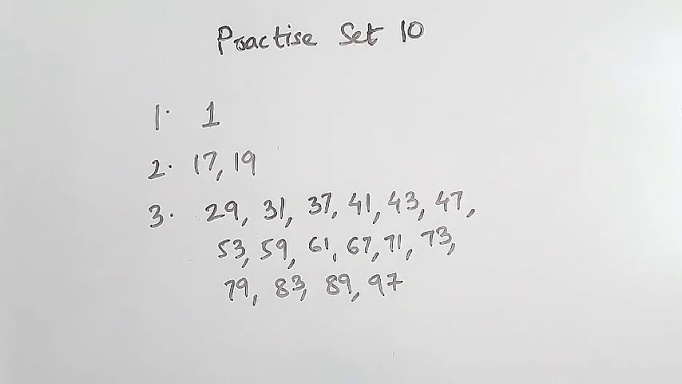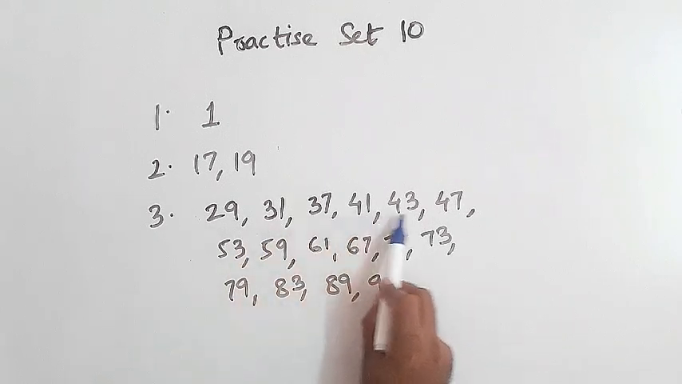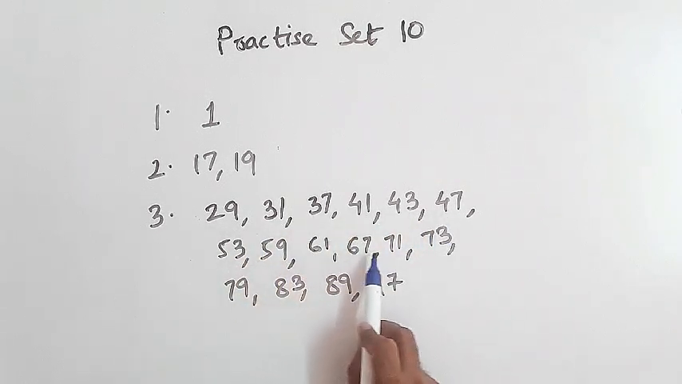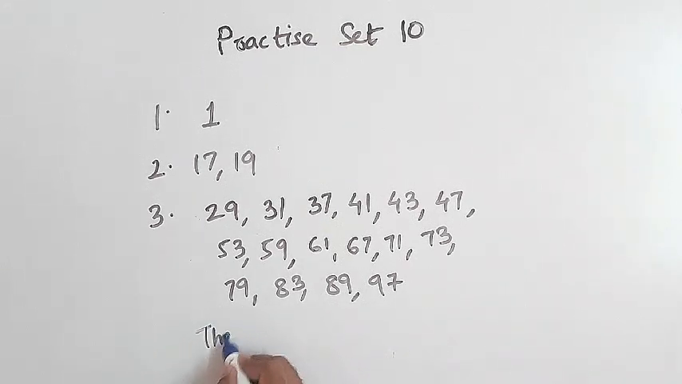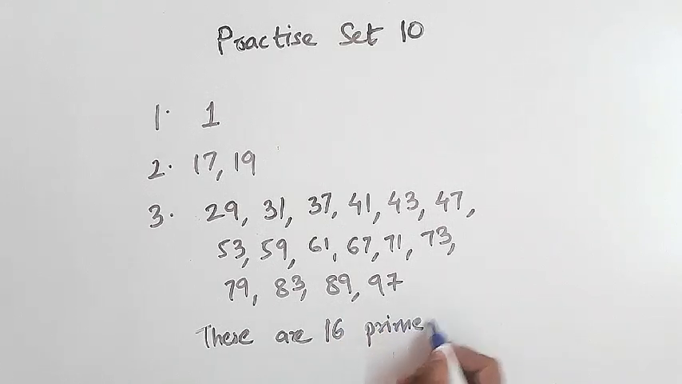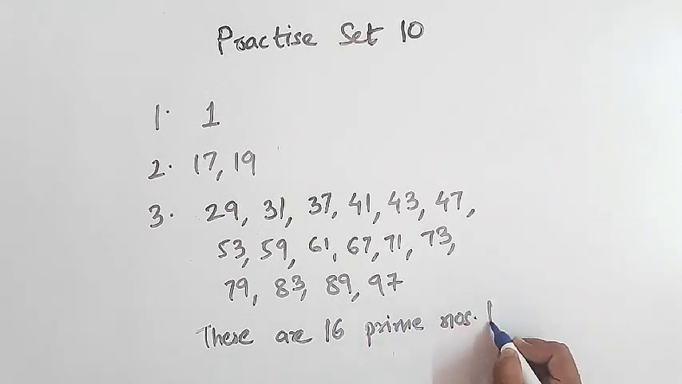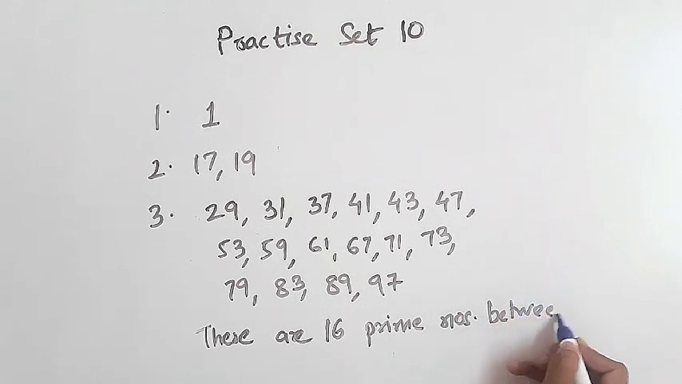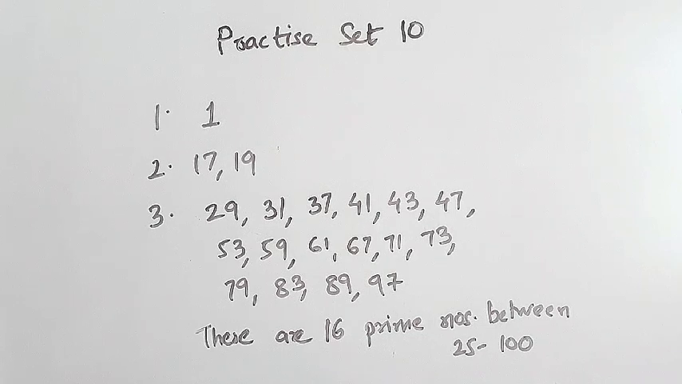So how many numbers are there now? 1, 2, 3, 4, 5, 6, 7, 8, 9, 10, 11, 12, 13, 14, 15, 16. So there are 16 prime numbers between 25 and 100.